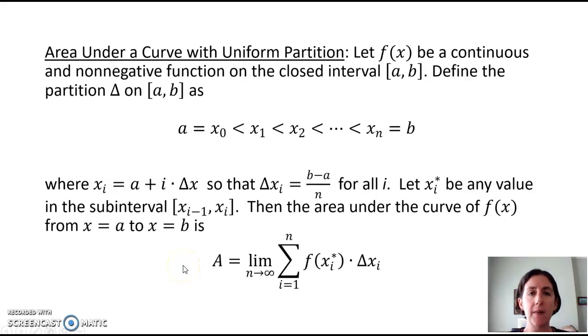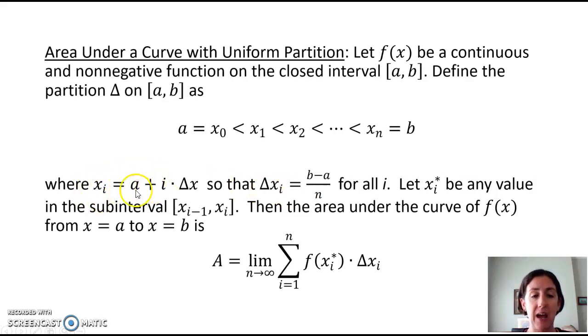In our last video, we left off discussing how to find the area underneath a curve. So we let f of x be a continuous non-negative function on the closed interval [a, b], and we define our partition on [a, b] as breaking it into n plus 1 x values to have n subintervals, where we can find the width of each of those subintervals, which is the width of our rectangle, as (b minus a) over n, because we typically want to use a uniform partition.